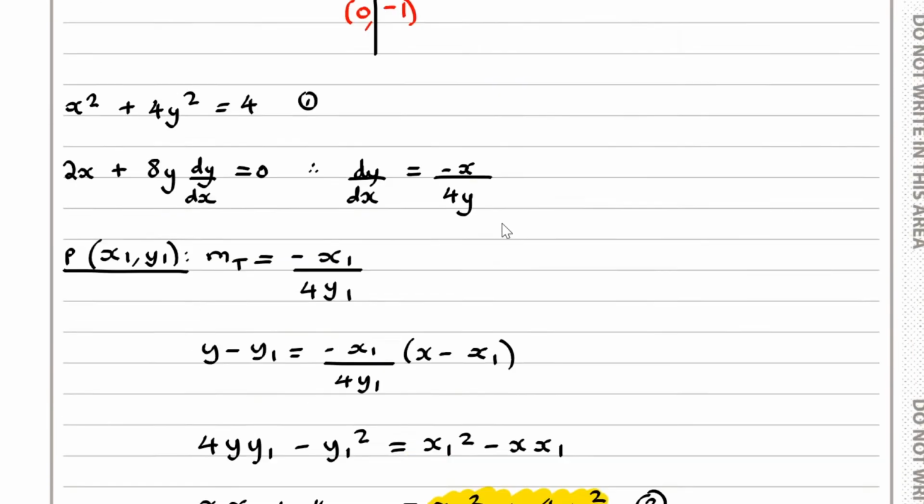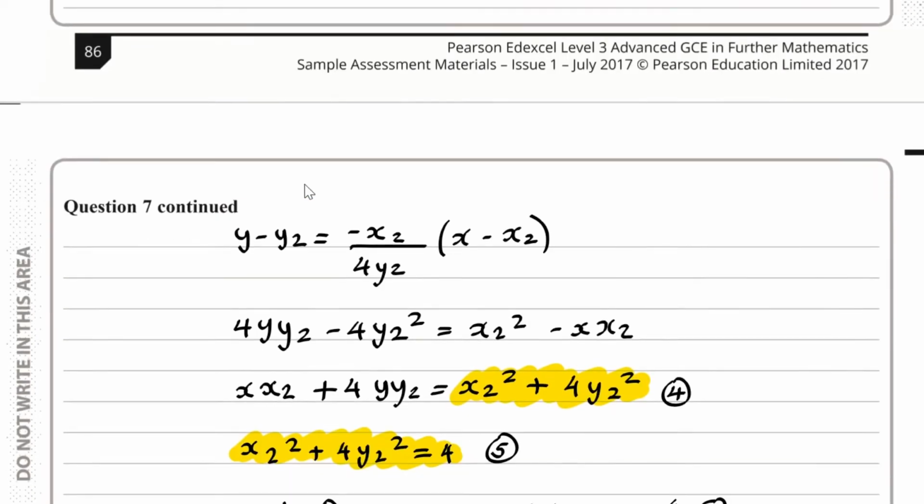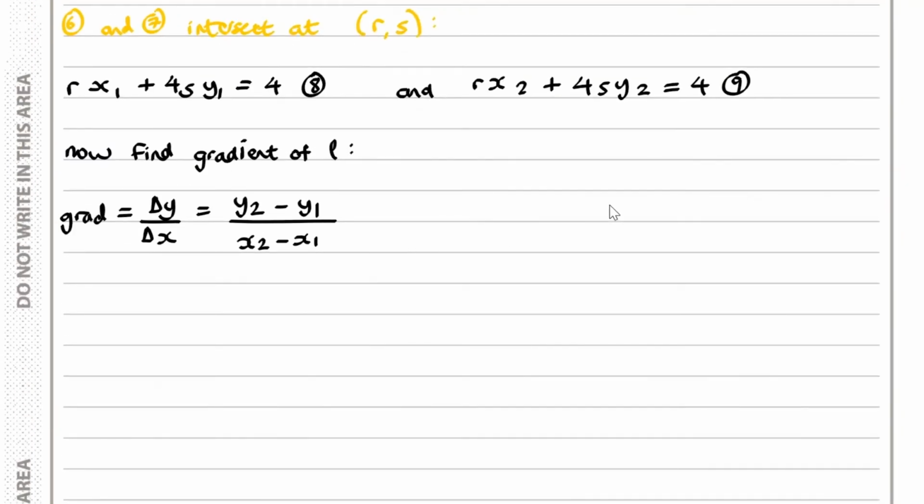Hopefully that makes complete sense over here. The gradient of this blue line, this light blue line, that's equal to the change in y, y2 minus y1, over the change in x, x2 minus x1. Now, hopefully you can recognise that if we subtract equation 9 from equation 8, we can actually find out what y2 minus y1 over x2 minus x1 is in terms of R and S. So let's do that. If we subtract equation 8 from equation 9, well, let's do that.